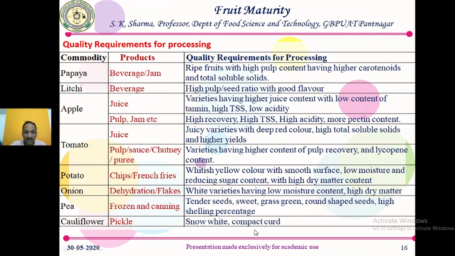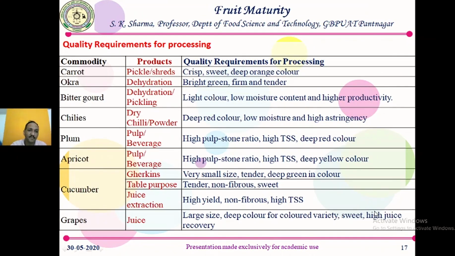In case of cauliflower, the compactness of the curd is the most important characteristic, as I have already told in previous slides. Now moving further, in case of carrot, it should be crisp, deep red in color. Okra should be bright green in color. Bitter gourd should also be green in color, low in moisture content. So that is how the pickling and dehydration varieties will be. Chili should be deep red, low in moisture content, but pungent enough.